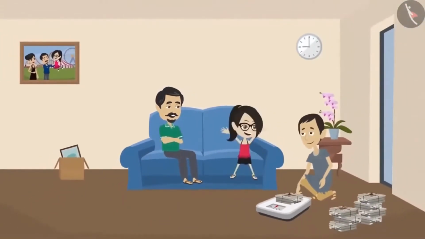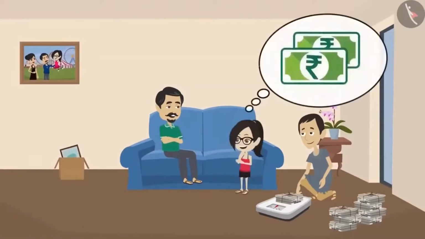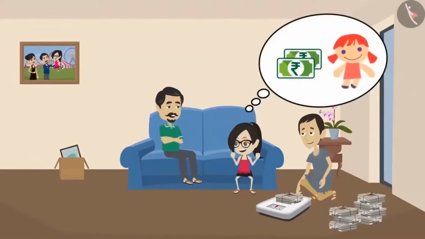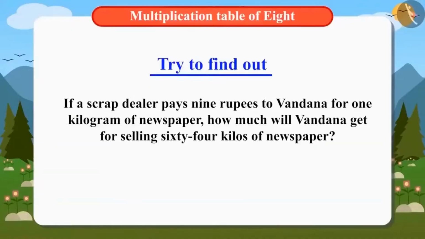And Vandana is also happy because now she will get the money from which she will buy a beautiful doll for herself. If a scrap dealer pays 9 rupees to Vandana for 1 kilogram of newspaper, can you tell me how much will Vandana get for selling 64 kilos of newspaper? We will learn to solve such questions in the next video.